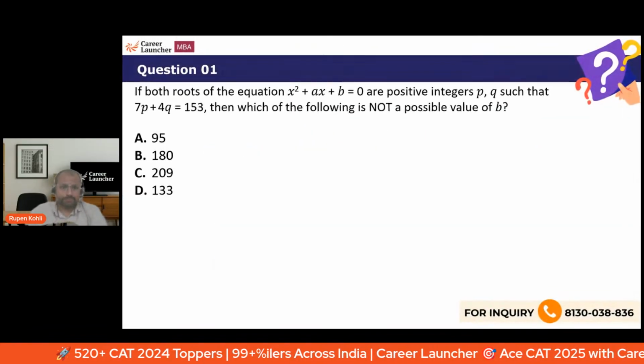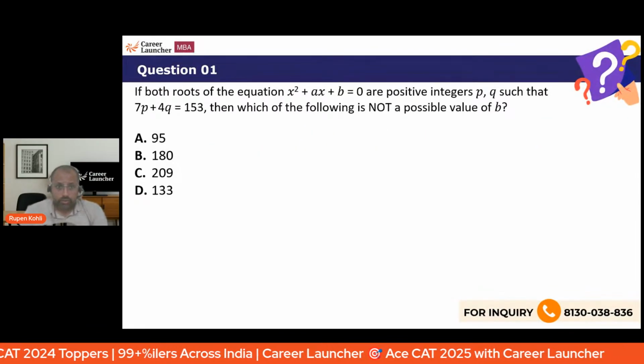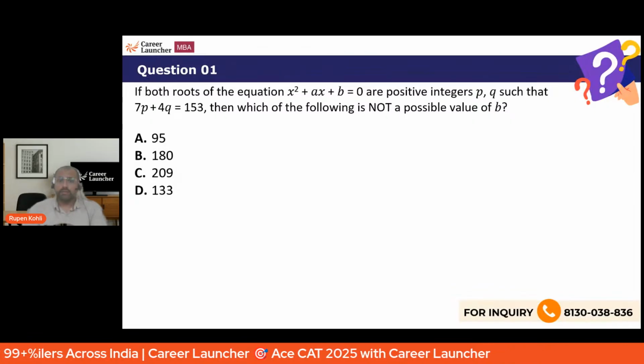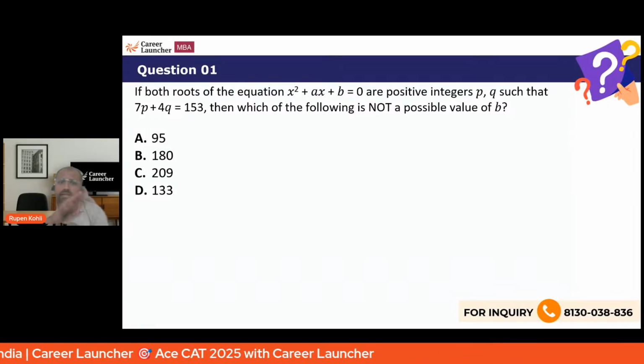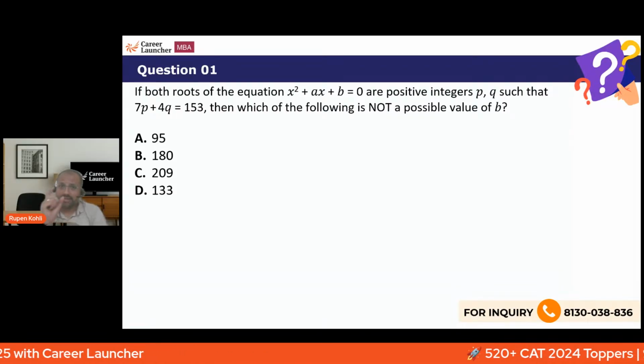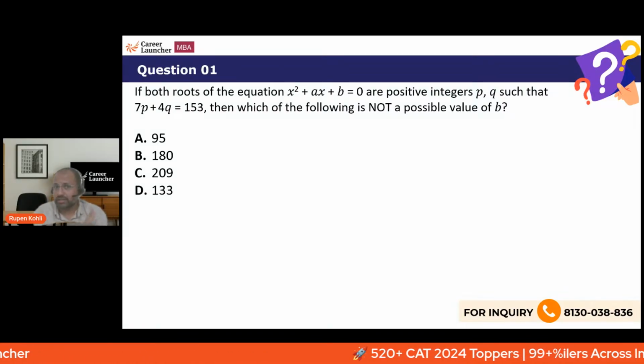Here's the first question. Reading through it, you should be able to understand that we are dealing with a quadratic. At the same time, you can see there is a very direct mention of an integer constraint. So let's jump into this one.